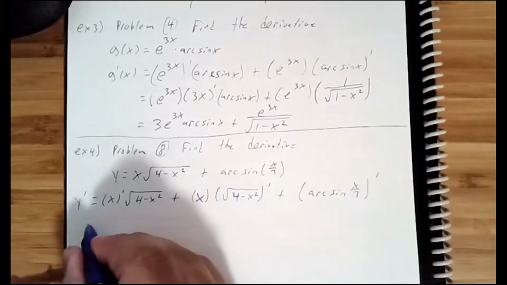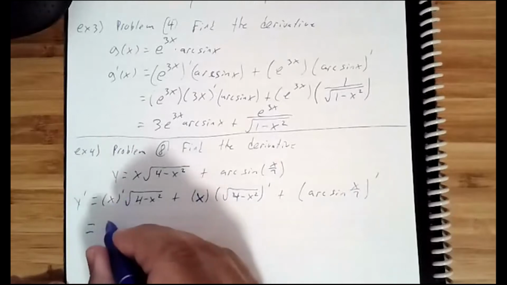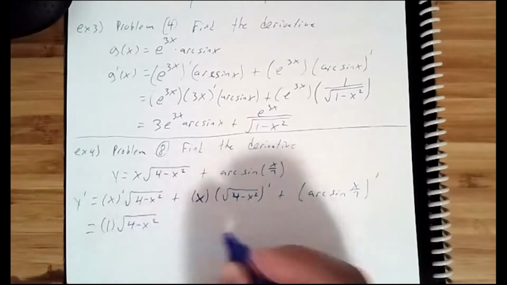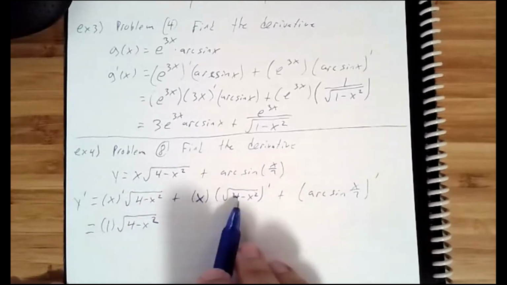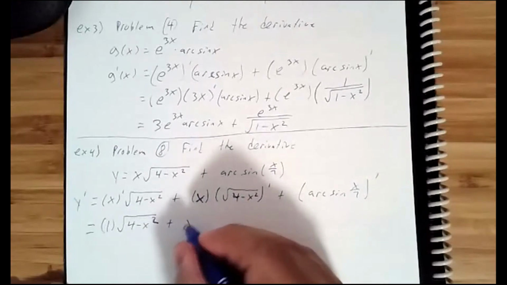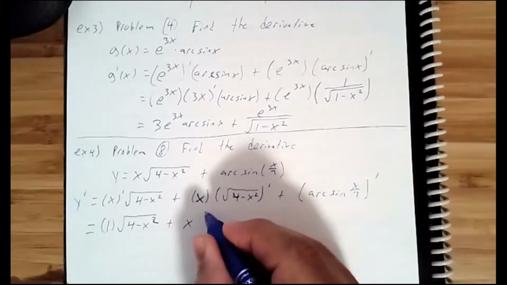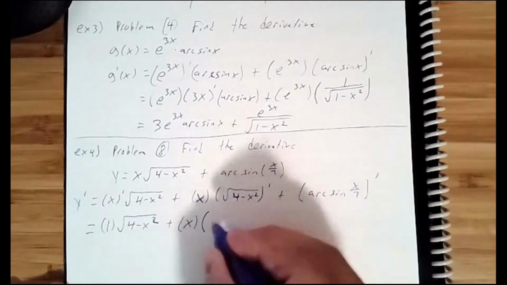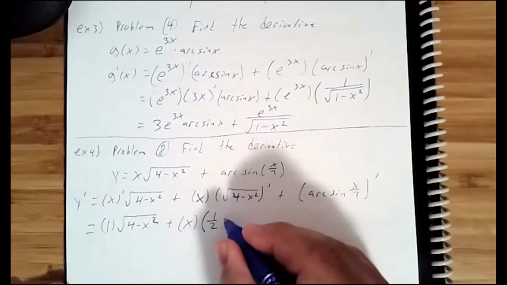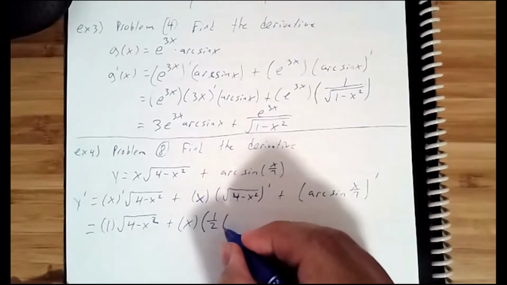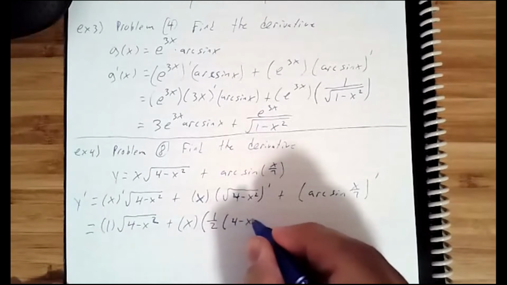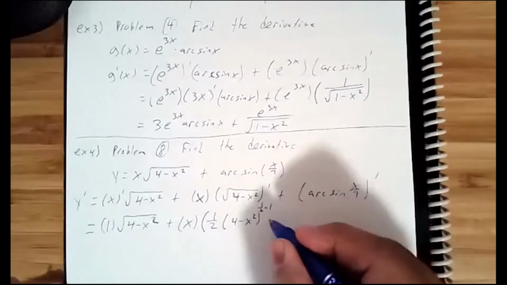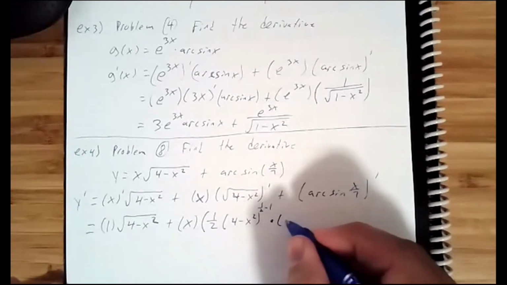Okay, so let's do derivatives on the next line. Derivative of x is 1, doesn't do anything. But the x is gone. Derivative of this will be a chain rule, so that will be 1/2 times 4 minus x squared to the 1/2 minus 1, that's the outside derivative, times the derivative of the inside.